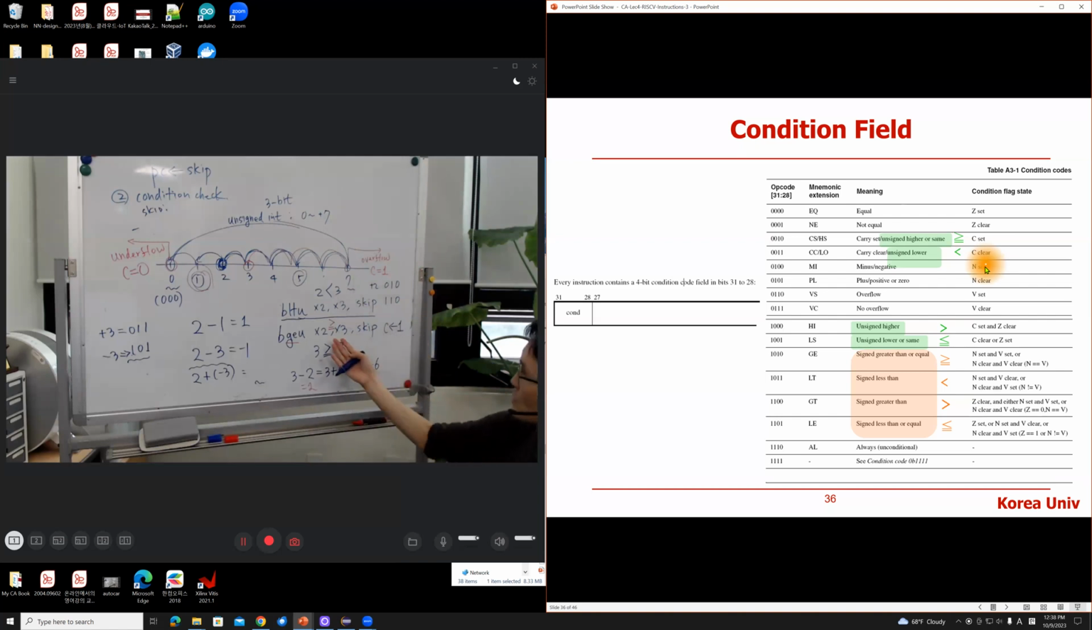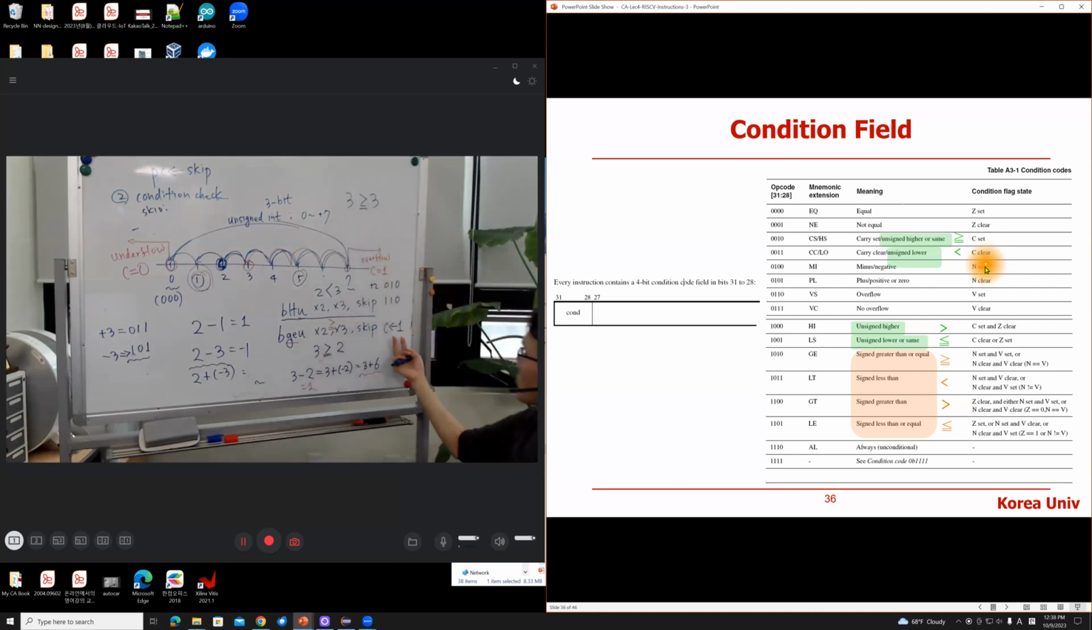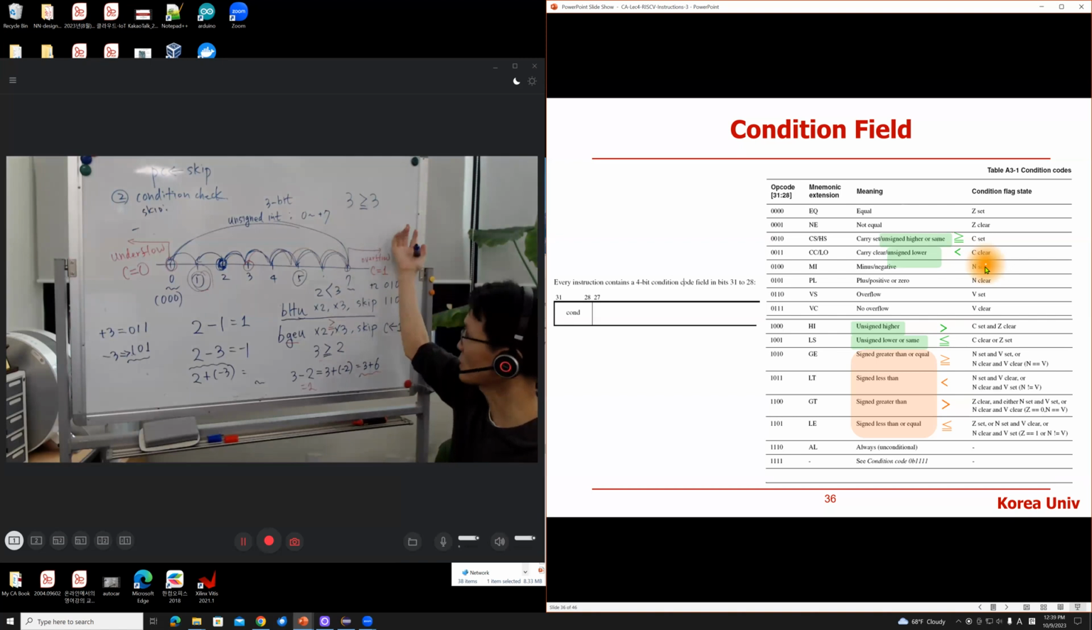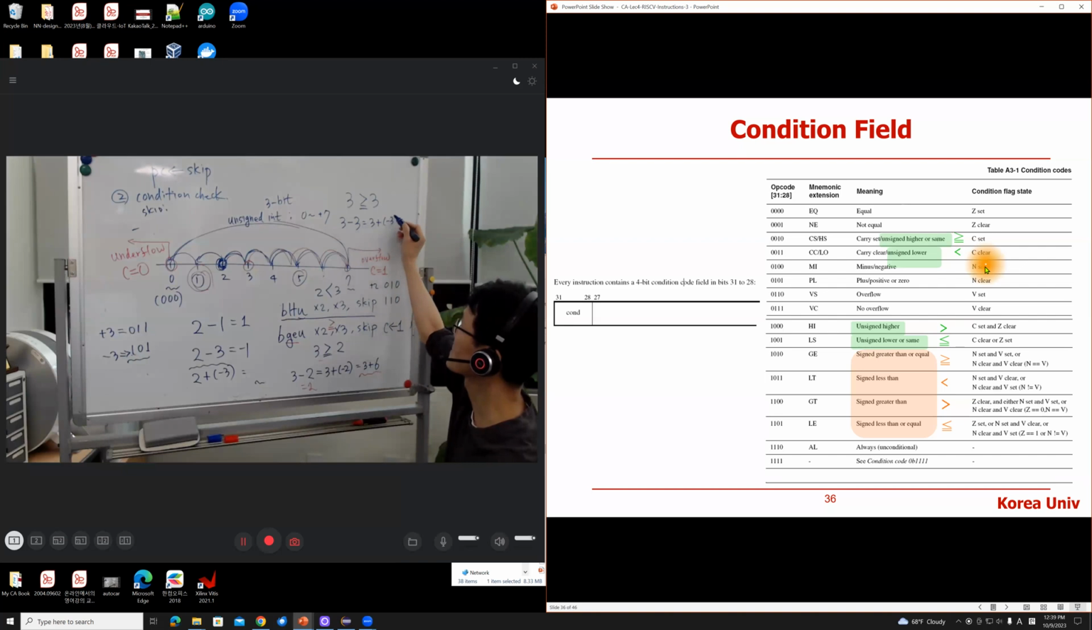Okay, what if these two are equal? For example, you are comparing 3 and 3. By checking only the carry flag, is that condition also checked? I think yes, because think about computer arithmetic, 3 minus 3, then 3 plus minus 3. So what is minus 3?